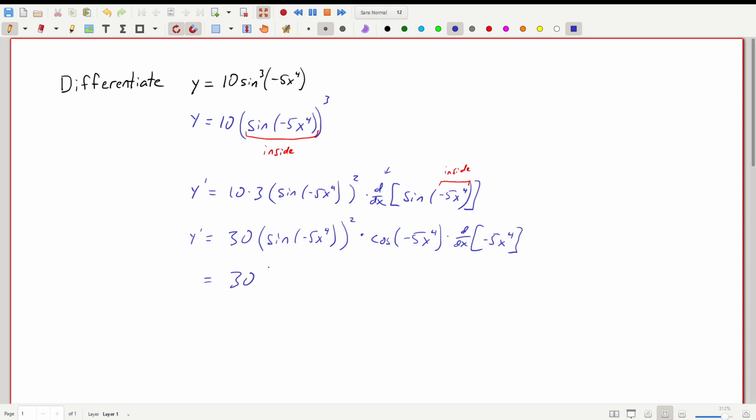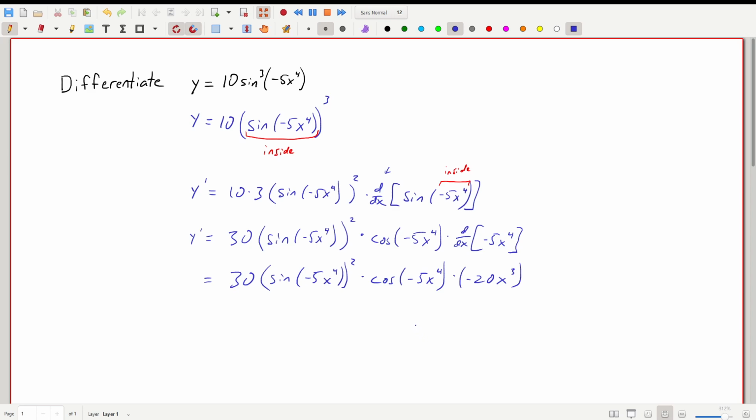So, writing it down one last time. None of this changes because I'm already done differentiating it. What I still need to differentiate is negative 5x to the fourth, and I'm going to use the power rule, so the 4 comes down, so we'll have negative 20x to the third.